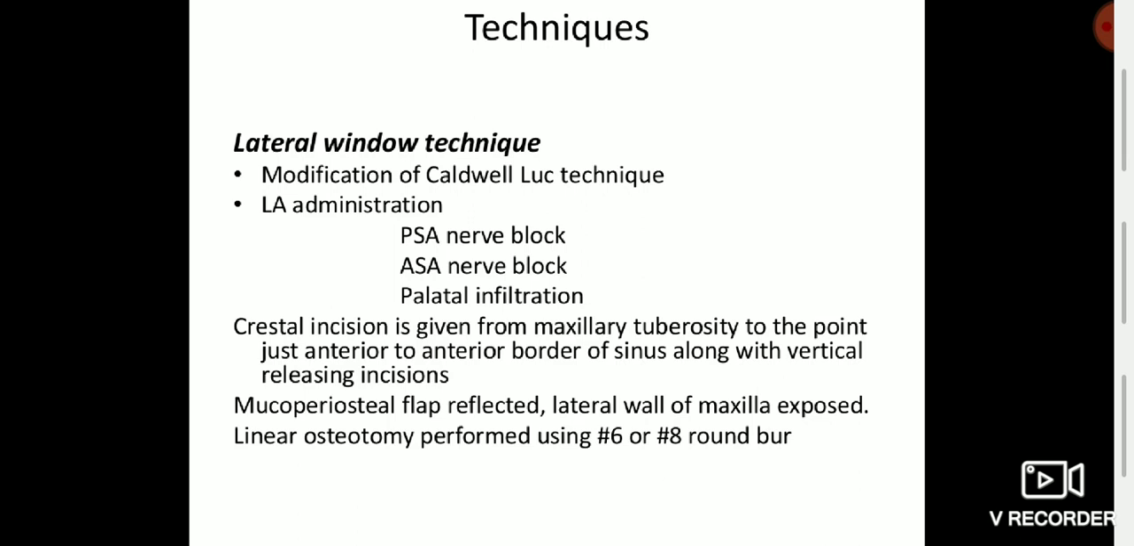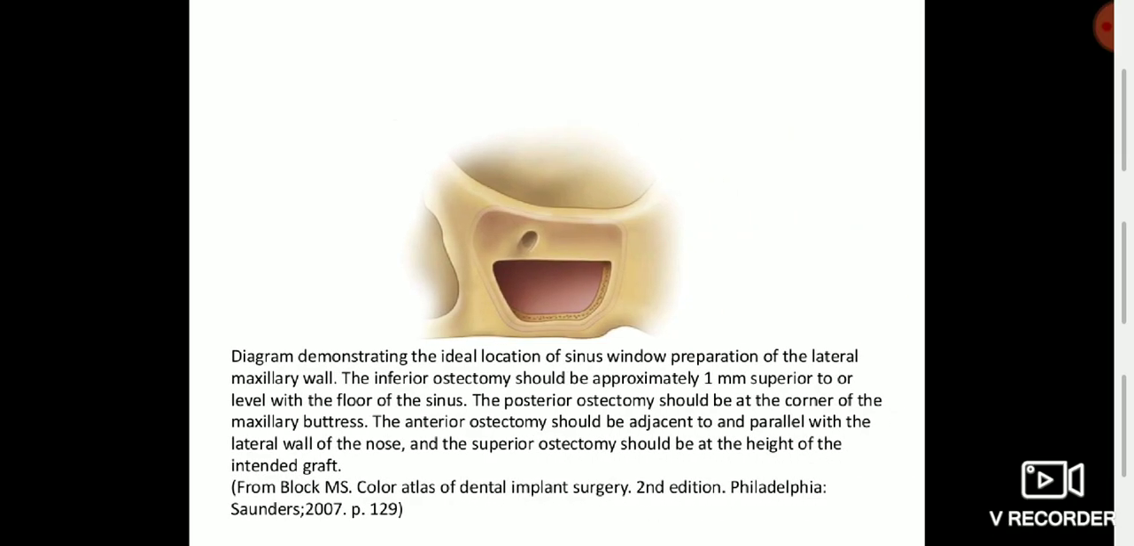The common blocks are posterior superior alveolar block, anterior superior alveolar block, and palatal infiltration. The crestal incision is given from maxillary tuberosity to the point just anterior to the anterior border of sinus along with vertical releasing incisions. Full mucoperiosteal flap is raised and lateral wall of maxilla is exposed, and osteotomy is performed using a 6 or 8 round burr. This is the diagram showing the creation of a window in the lateral approach.